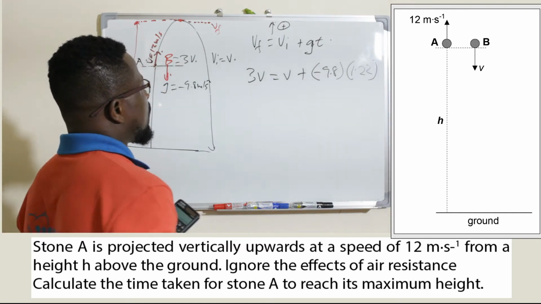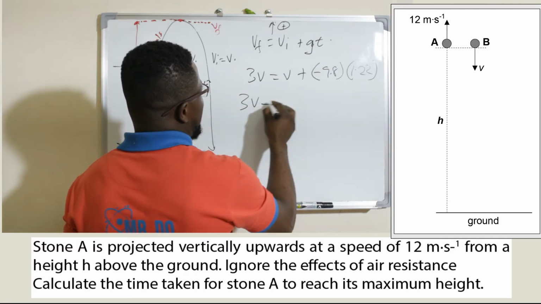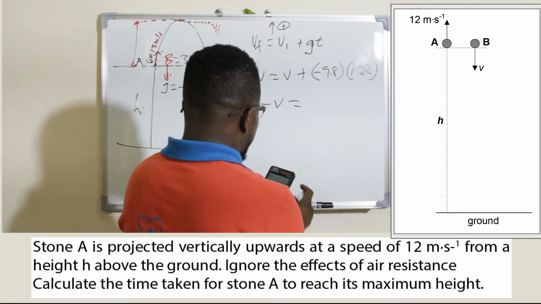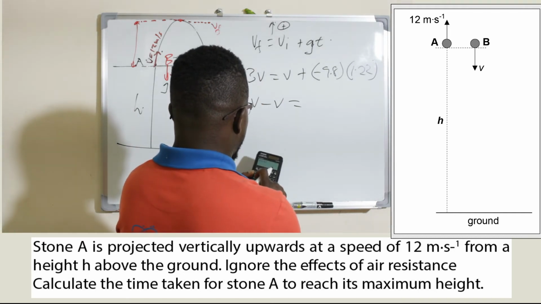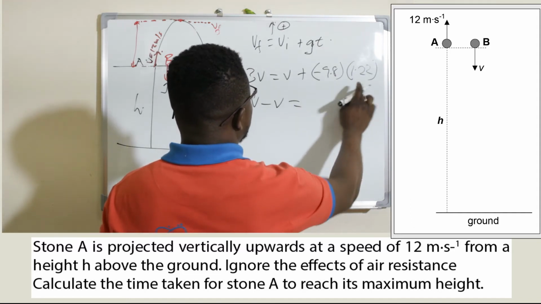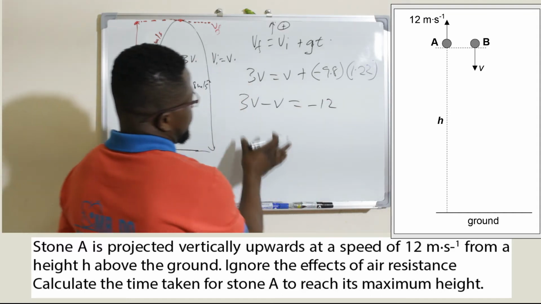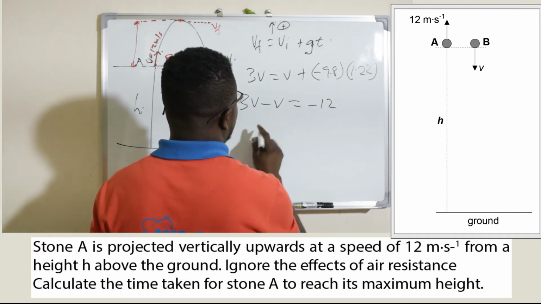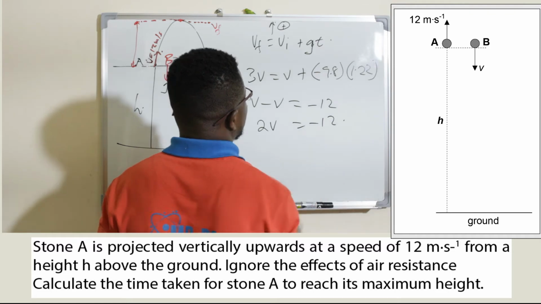So let's go and do that. 3V minus V is now equal to, let's multiply that. I am going to multiply this value by 9.8 and I am getting 12. So this multiplied by that is giving me negative 12. If I subtract this from that, what do I have here? This minus that is going to give me 2V, and that is equal to this.